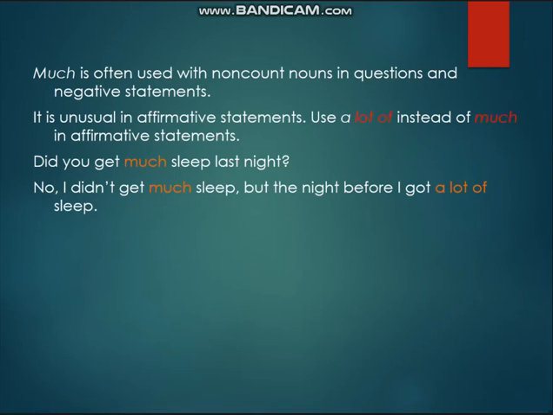Much is often used with non-count nouns in questions and negative statements. It is unusual in affirmative statements. Use a lot of instead of much in affirmative statements. For example, did you get much sleep last night? No, I didn't get much sleep, but the night before I got a lot of sleep.